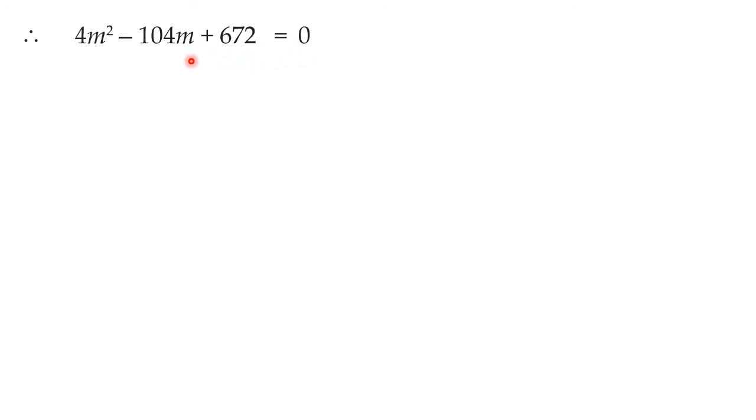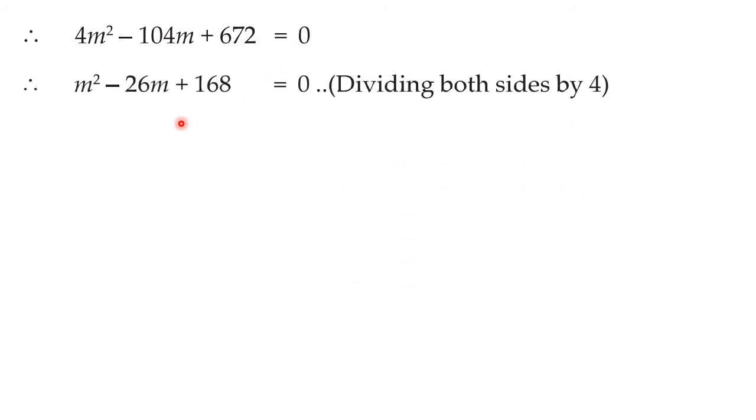Now what we can find here is all these three numbers are divisible by 4. You can simplify it further. So you divide by 4 and express it in the simplest form. When you divide it by 4, you will get m square minus 26m plus 168 is equal to 0. So this is your quadratic equation. Now think of solving it.